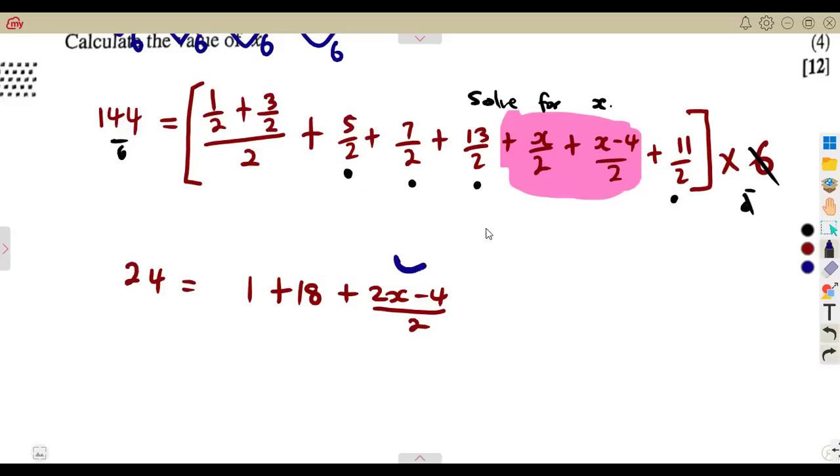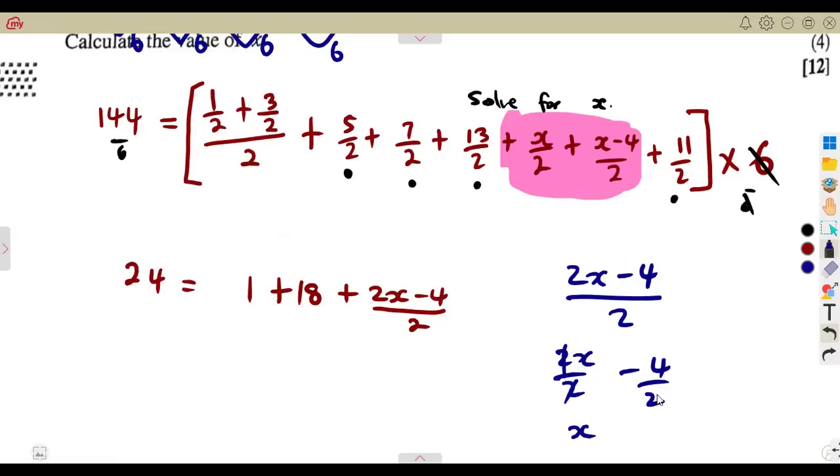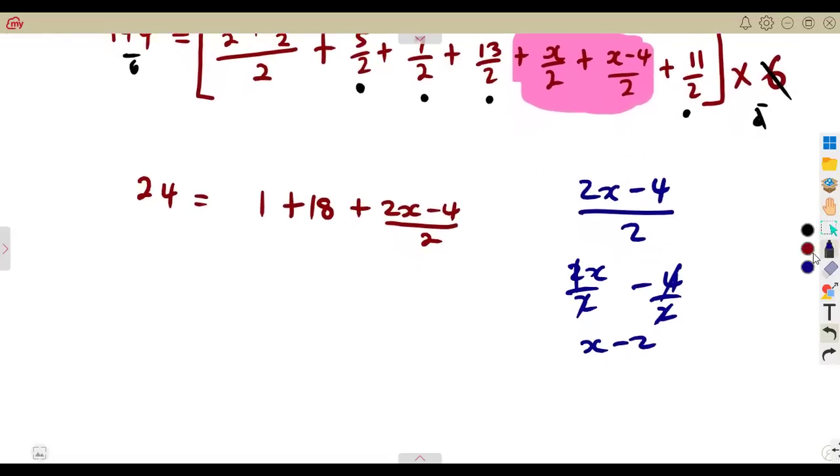Then the part of x on its own was going to give us (2x minus 4) over 2, which can be simplified, guys. We can simplify this: it's 2x over 2 minus 4 over 2. So this and this can cancel. We've got x minus what? Minus 2. So instead, we can write this as x minus 2.